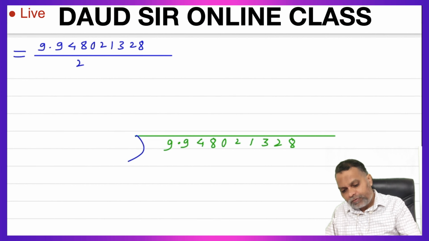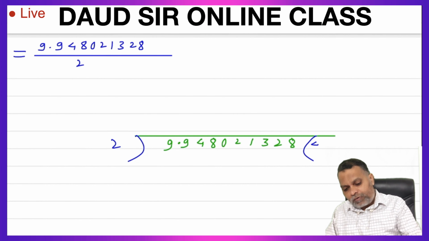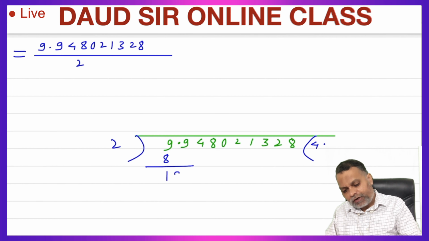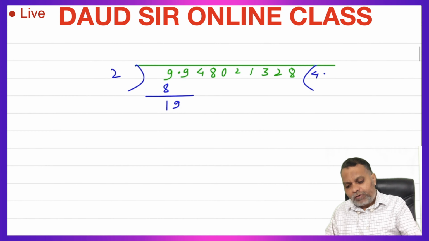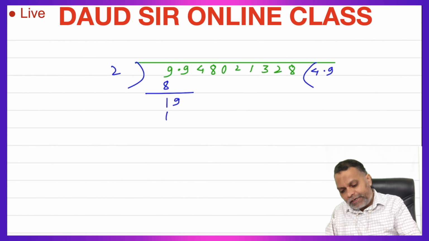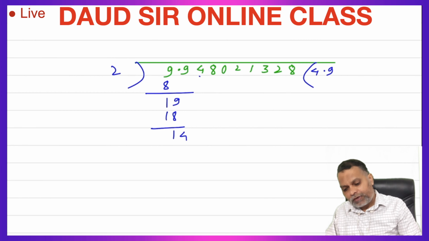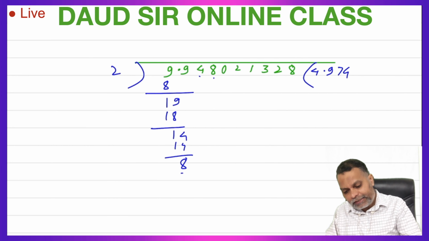Divide by 2. 2 4s are 8. 1. Put decimal. Bring down 9. 2 9s are 18. 1. Bring down this 4. 2 7s are 14. 0. This is 0. And bring down this 8. 2 4s are 8. 0.